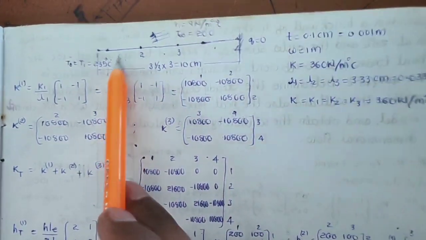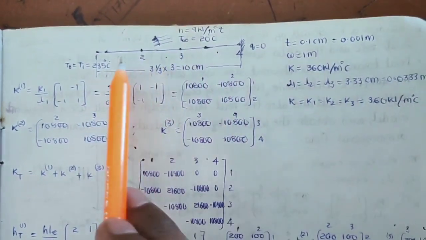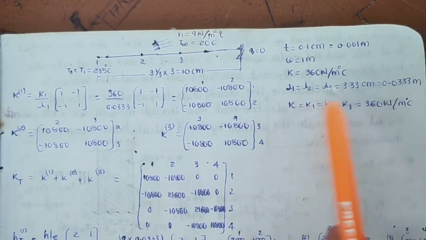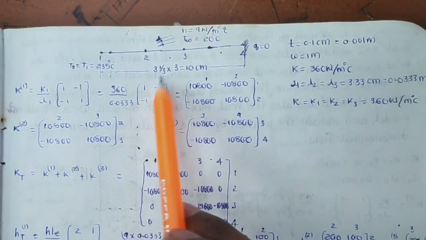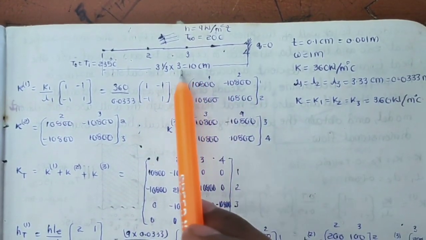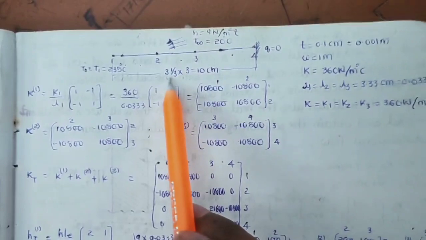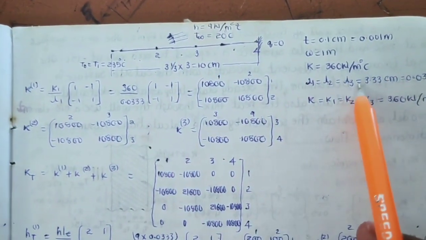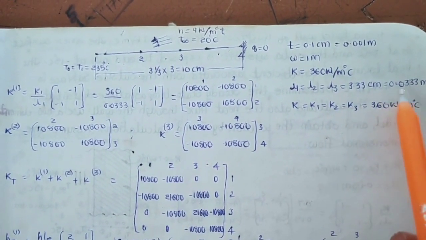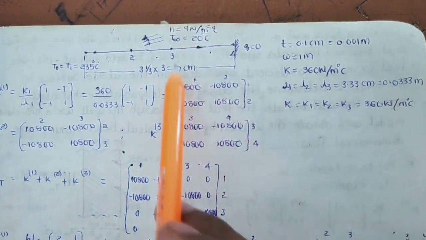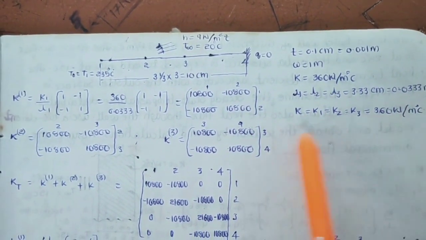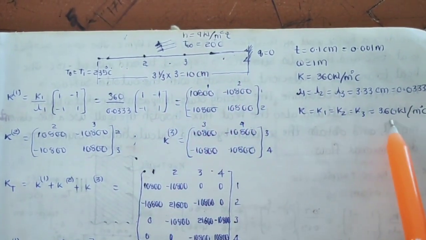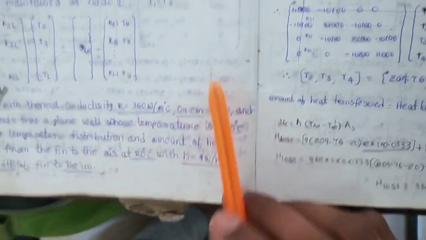Similarly, this is the 1 2 3 4 nodes. So L1, L2, L3 is equal to 3.33 centimeters. It is given as 3 1/3 into 3 is equal to 10 centimeters. Each one is 3.33, that's why you take 3.33 centimeters and convert into meters. This is L1, L2, L3. This is a combination of all, but we want each one individually. That's why you take it like this. Similarly, K1, K2, K3 is given as 360 watt per meter. In the problem this is the K.